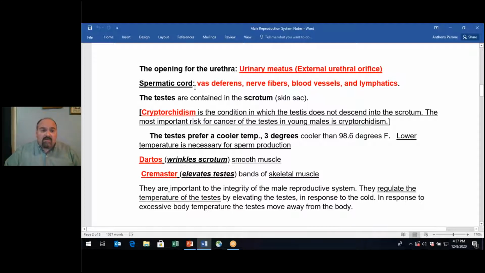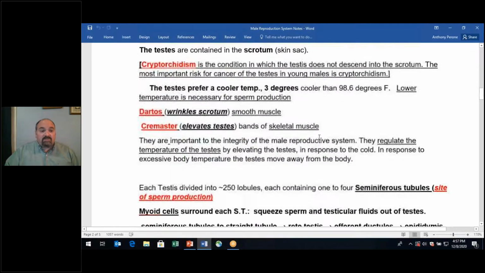Okay, spermatic cord is really a group of structures that would be present in the spermatic cord. So the spermatic cord would contain vas deferens, nerve fibers, blood vessels, as well as lymphatic vessels. Okay? The testes, I said already before, are contained in the scrotum. This term's cryptorchidism. This is something where the testicles, the testes do not descend in a child, right?